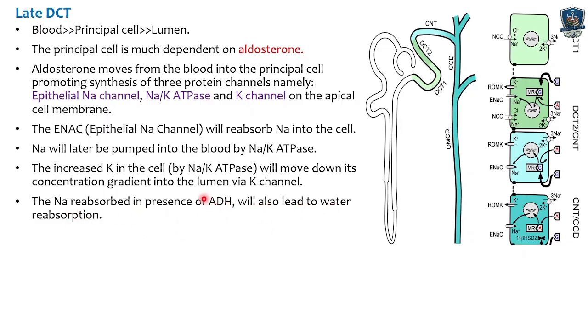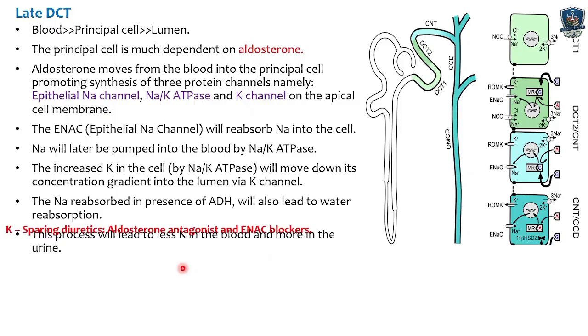So we know ADH, the vasopressin hormone, tends to promote water reabsorption also. So this process will lead to less potassium in the blood and more in the urine. So remember, aldosterone leads to less potassium in blood and more potassium in urine. In short, hormone aldosterone promotes potassium in urine. There will be a lot of potassium in urine. That's something I have to note.